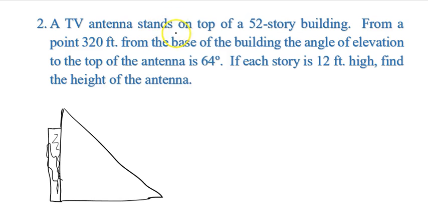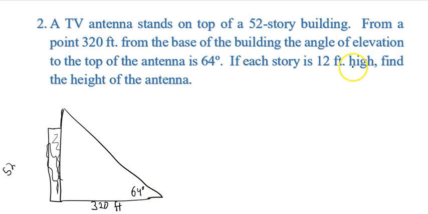Okay, the TV antenna is standing on top of the 52-story building, so we know that's 52 stories, and the point that we're looking up from is 320 feet away from the base of the building, and that's the first thing we notice. This is 52 stories, this is feet, so we're going to have to do a little bit of conversion. And then the angle of elevation to that antenna is 64 degrees. So the angle of elevation, we're looking up, the bottom is flat. So this is my angle of elevation being 64 degrees.